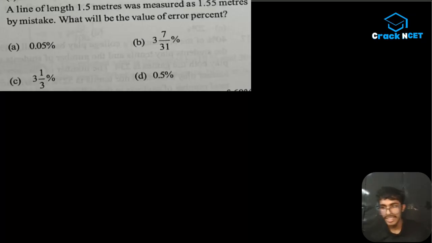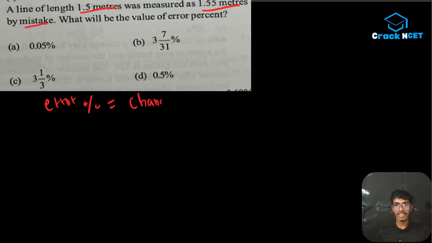Let's move on to the next question, guys. A line of length 1.5 meters was measured as 1.55 meters by mistake. What will be the value of error percentage? So how to find error percentage? Error percentage is equal to change by initial into 100. So keep this in your mind. This is the equation for finding error percentage.